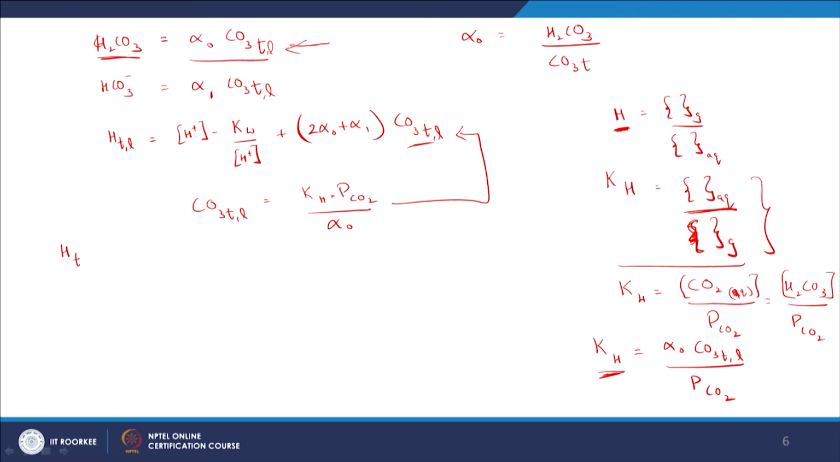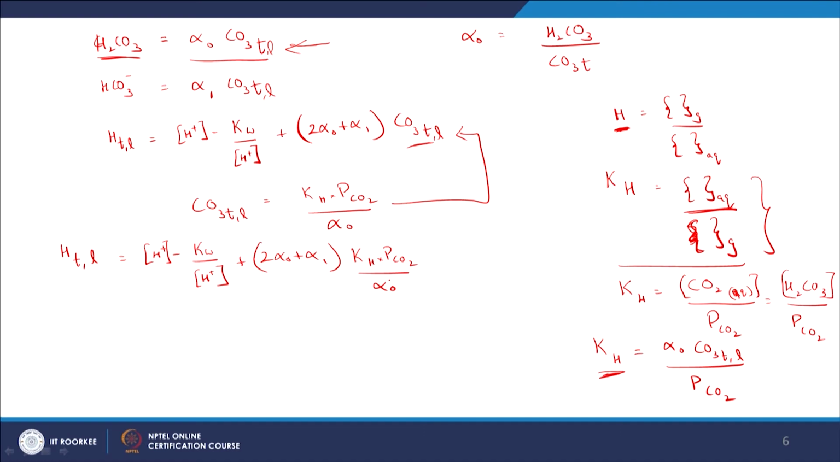And I am going to plug this into this particular equation, and thus I am going to end up with H total in the liquid phase is going to be equal to H plus minus KW by H plus, plus 2 times alpha naught plus alpha 1 into CO3 total in the liquid phase. Am I done with it now? Pardon me, I guess I still obviously need to plug in the relevant equation that we just derived, KH into PCO2 by alpha naught, right.